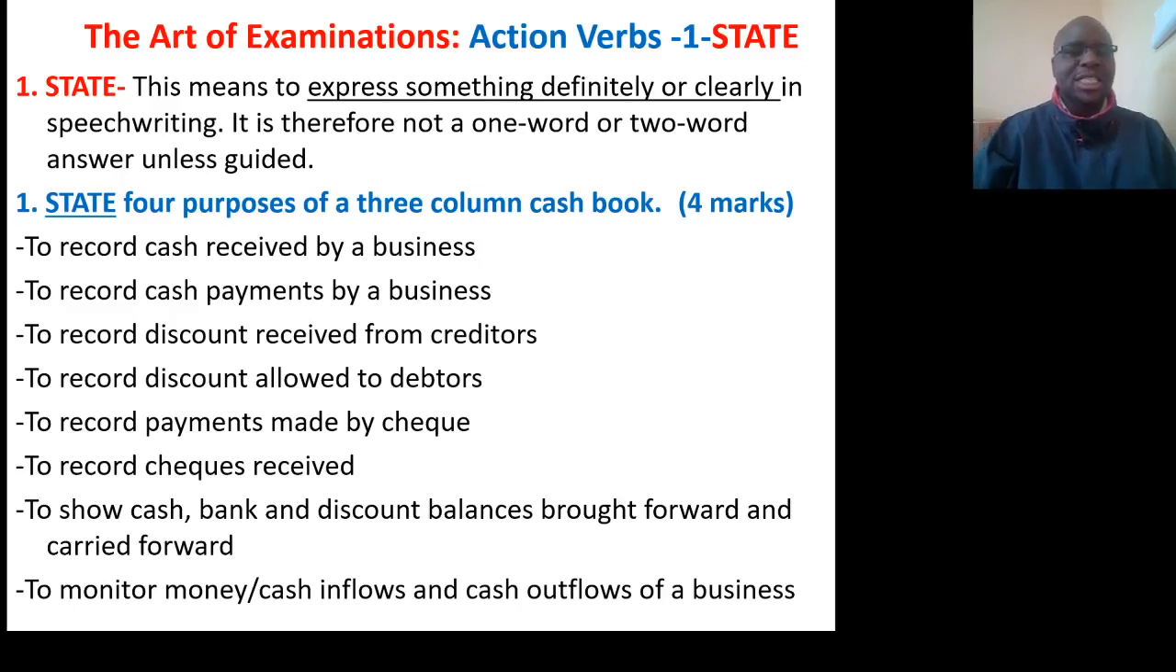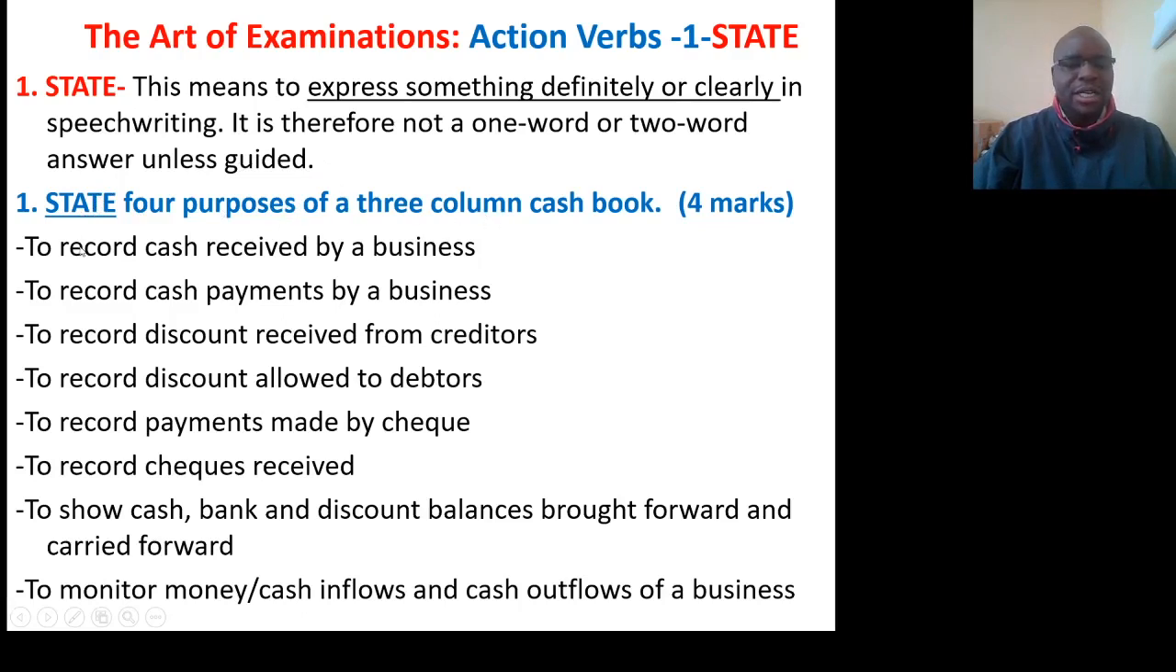We start with state. This means to express something definitely or clearly in speech or writing. It is therefore not a one-word or two-word answer unless guided. An example. State four purposes of a 3-column cash book.